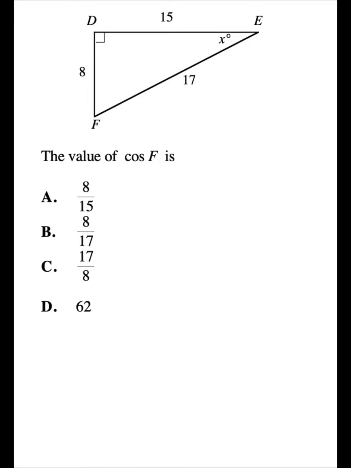Okay, let's solve this problem. The value of cosine F: for cosine we know it is adjacent divided by hypotenuse, and for this one the adjacent is 8 and the hypotenuse is 17. So the answer is B.